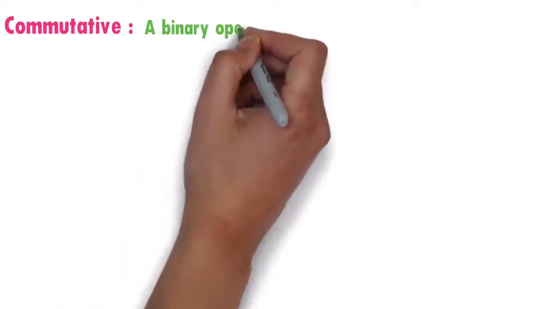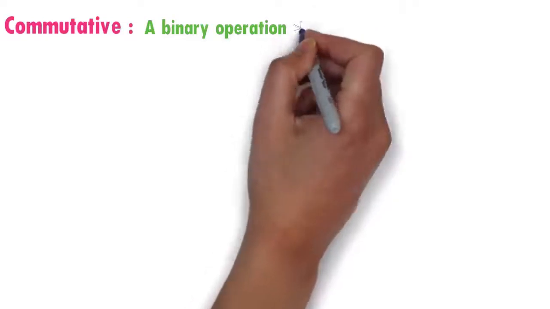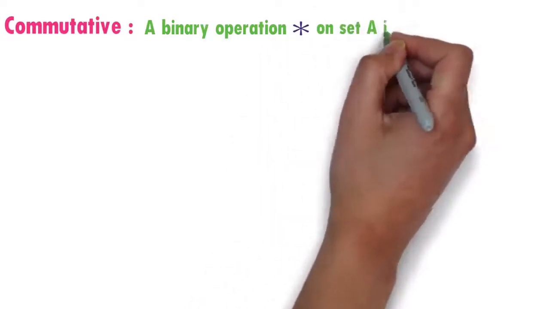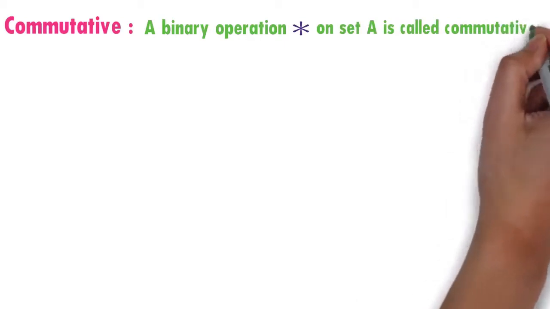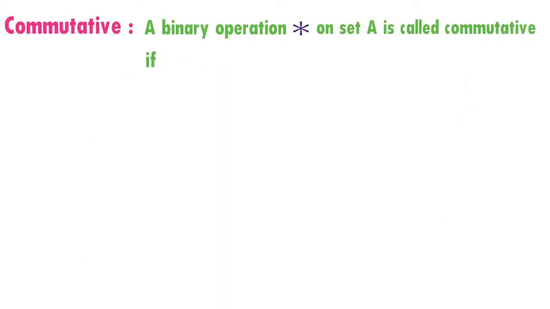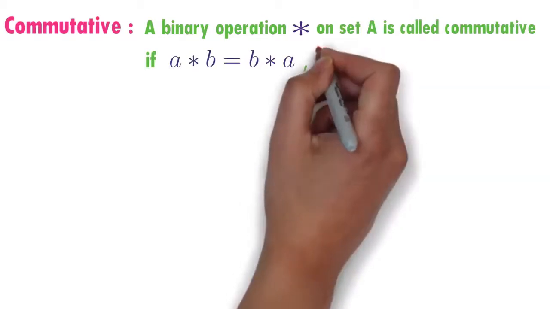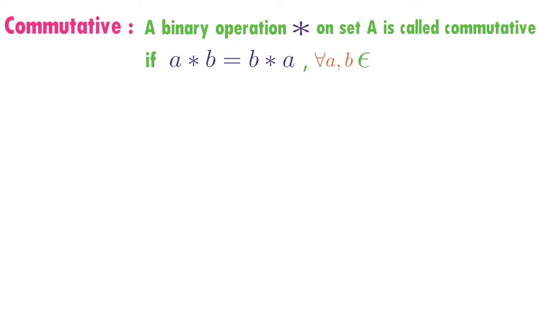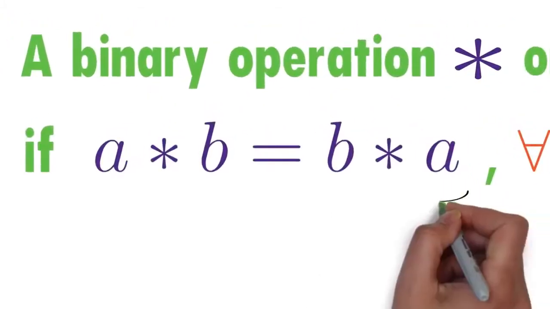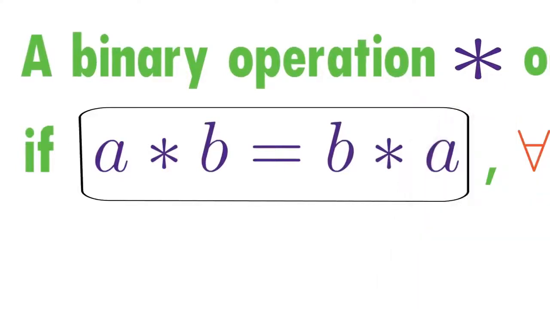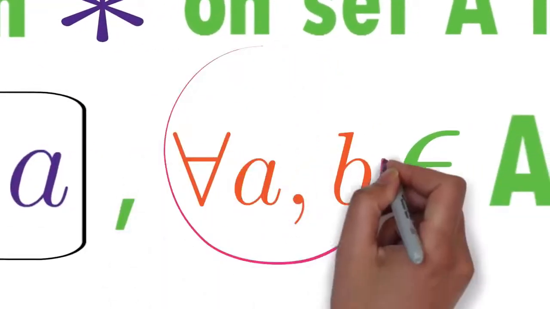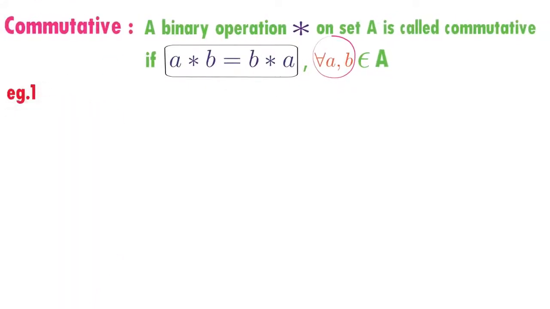I hope you understand commutative. A binary operation star, see here, star is a binary operation on set A. Star, already a binary operation on set A, is called commutative if A star B equals B star A for every A, B belonging to A. Observe these things here: A star B equals B star A for every A, B belonging to A. These points are important in this definition. I'll try to explain this definition with one example.